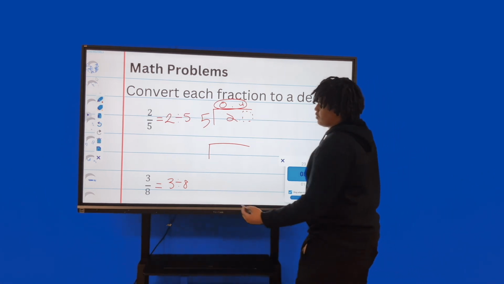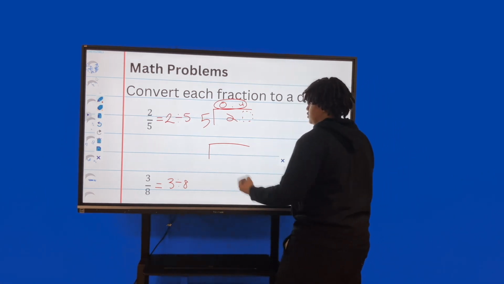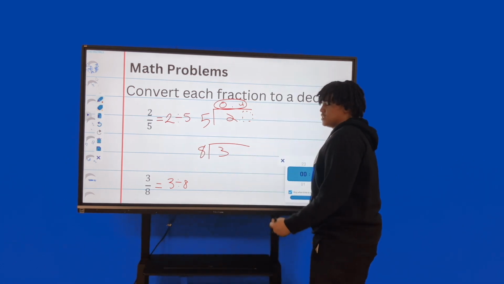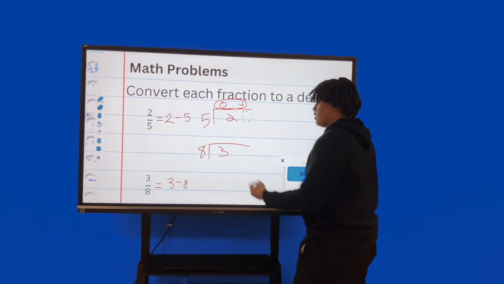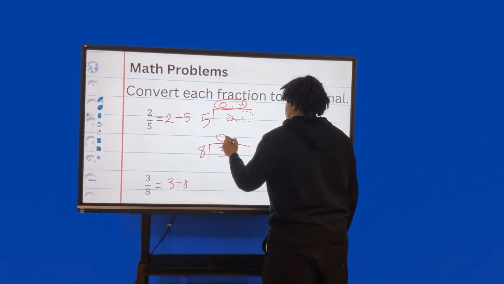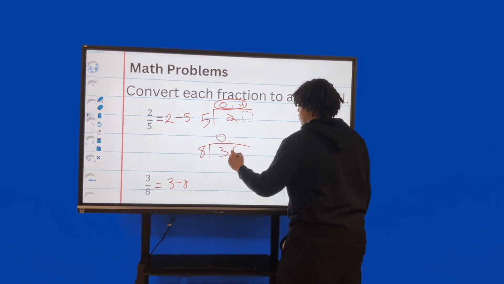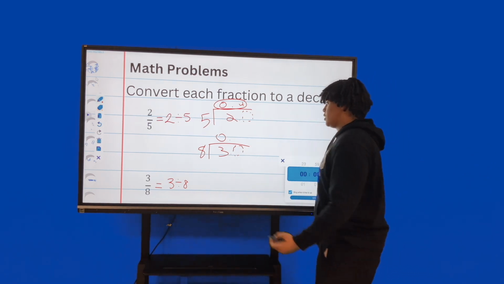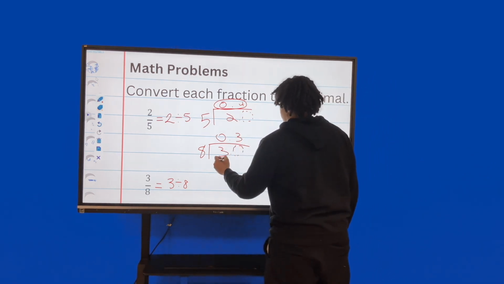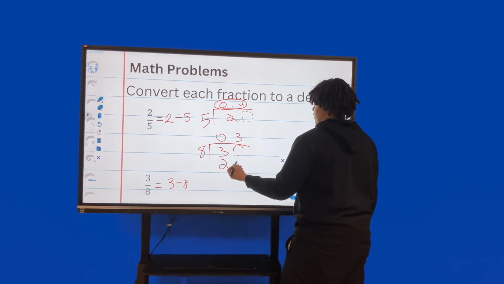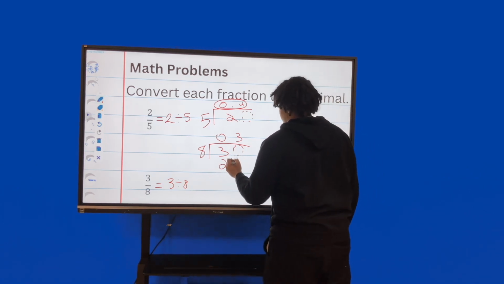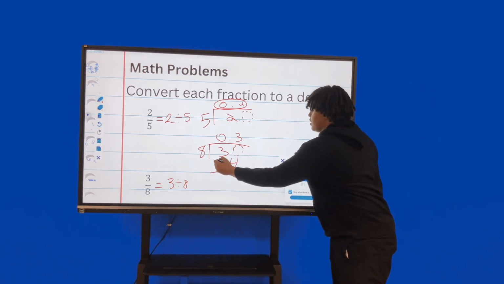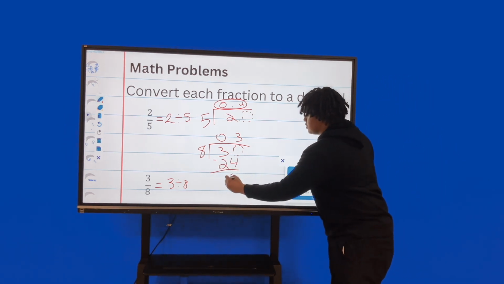And so now with 3 divided by 8, you put the 3 inside, put the 8 on the outside. How many times can 8 go into 3? 0 times. So you put the decimal point, have your imaginary 0. How many times can 8 go into 30? 3 times. And so 3 times 8 is 24. And 30 minus 24 is a 6.